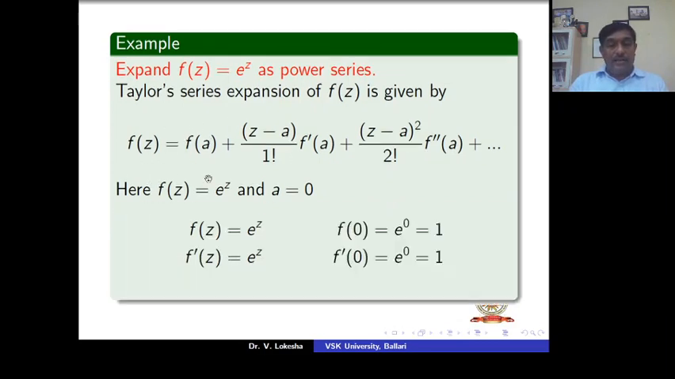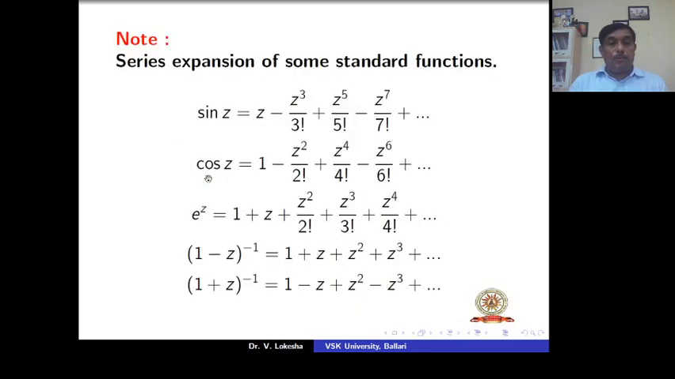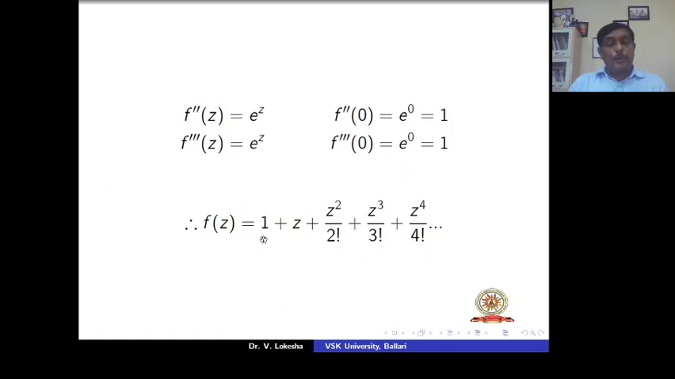Here you substitute f(a) and the corresponding derivatives, and you get 1 plus z plus z square by 2 factorial, z cube by 3 factorial, plus z to the power of 4 by 4 factorial, etc. This is known as the series. This can also be expressed in summation notation as summation n from 0 to infinity z to the power n divided by n factorial.